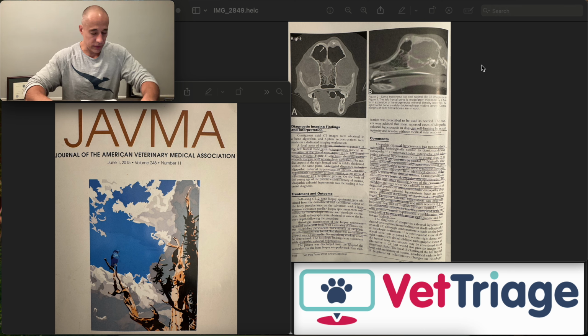Diagnostic imaging findings and interpretation. They describe a focal zone of moderate fusiform expansion of the left frontal bone with heterogeneous mineral attenuation at the dorsalmost aspect of the left frontal sinus. The bony abnormalities have smooth margins, no osteolysis. Differentials include idiopathic calvarial hyperostosis, chronic reactive hyperostosis secondary to focal trauma, atypical inflammatory process, or neoplastic process.